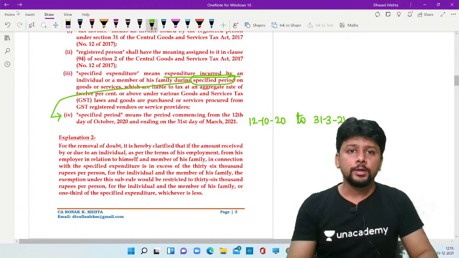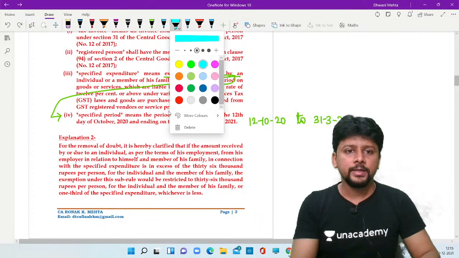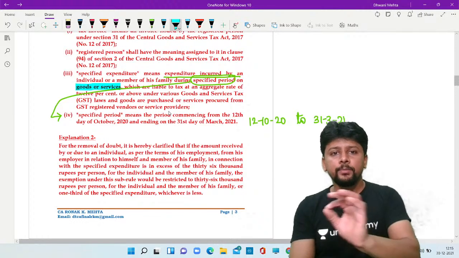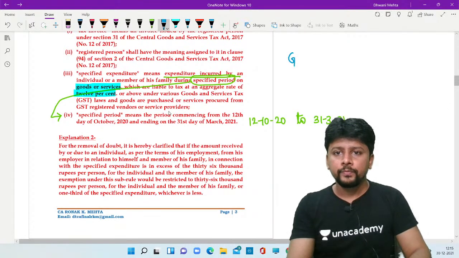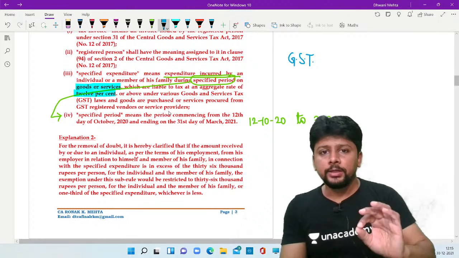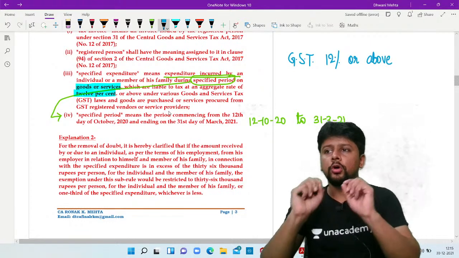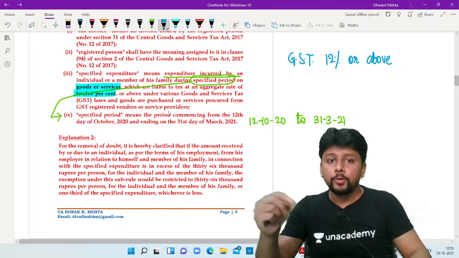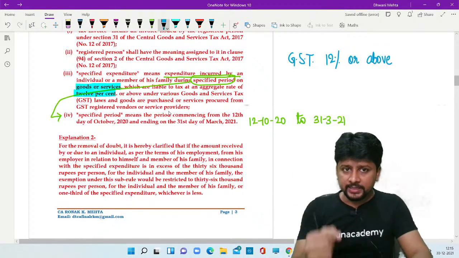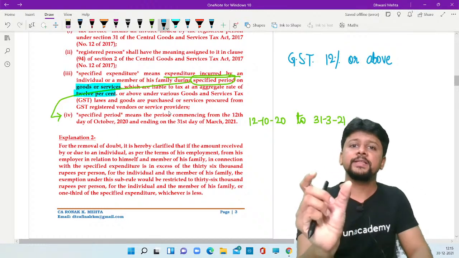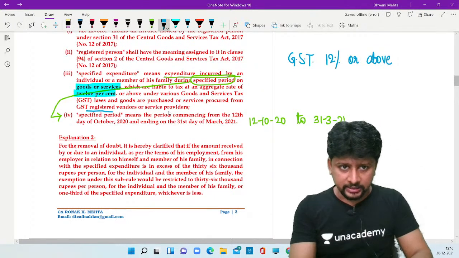You have to incur this expenditure on what? You have to incur this expenditure on goods or services which are liable to tax at an aggregate of 12%. Goods and services are liable to tax. That means I am talking of GST, which is liable to GST at 12% or above. So all those products or services where the GST imposed is 12% or more, on those goods and on those services, expenditure has to be incurred during this period. That is called my specified period. And I have to ensure that the goods are purchased or services are procured from GST registered vendors or service providers.